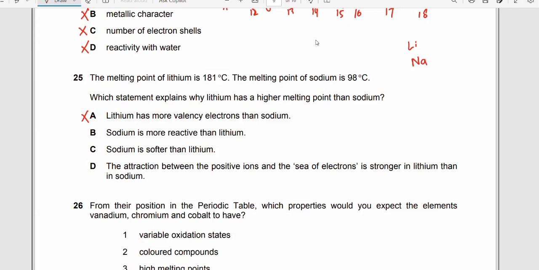The higher melting point is because of the high metallic bond, and the high metallic bond is because of the greater attraction between the sea of electrons and the positive ions. So that is possible in the case of lithium than sodium. As compared to sodium, in lithium the attraction is stronger. So option B is correct.